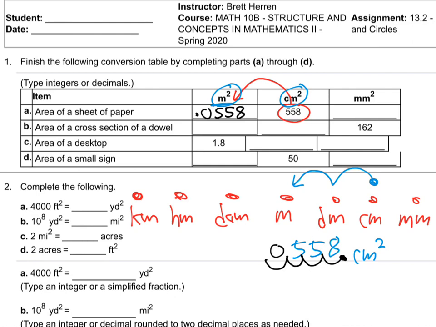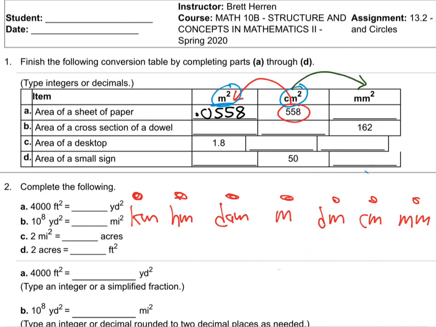Okay, let's try going the other way. Let's go from square centimeters to square millimeters. So let's again start with 558 square centimeters, and we want to go to square millimeters. So from centimeters to millimeters, we'll go one jump to the right. So again, where's the decimal right now? It's at the end, right? Sorry, I'm messing up all my diagram here. So it's at the end.